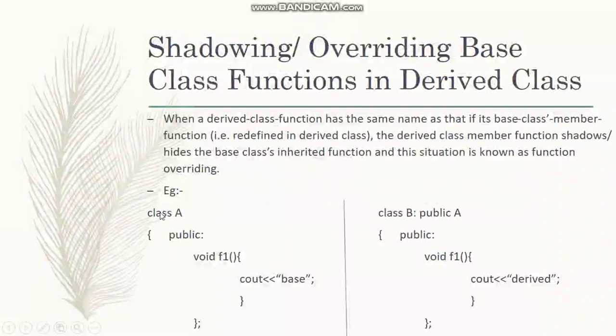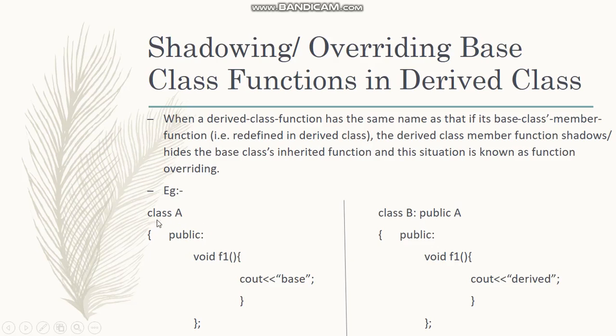Now let us look to the shadowing or overriding base class function in the derived class. So it says that when a derived class function has the same name as that of its base class member function, that is redefining the derived class, the derived class member function shadows or hides the base class inherited function, and this situation is known as function overriding. Definition would be more clear with the help of the example given over here.